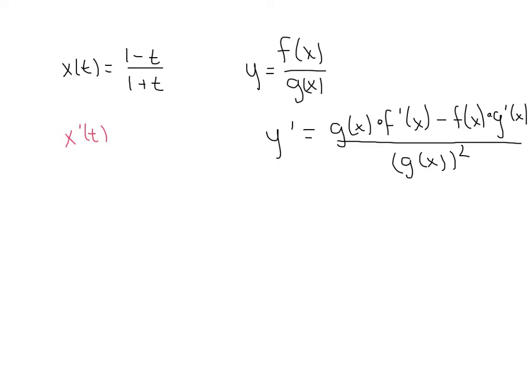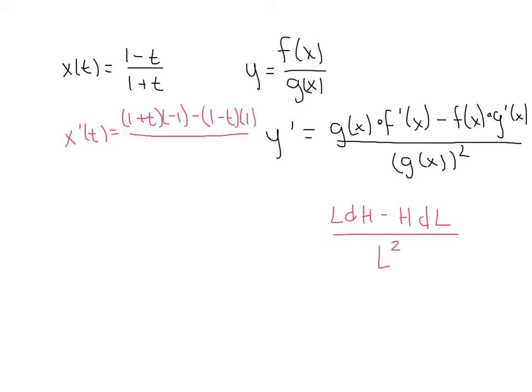Sometimes I say that the easy way to remember this is low d high minus high d low over low squared. So low times the derivative of the high function, minus the high function times the derivative of the lower function, all over the lower function squared. Whichever way you want to remember that will work. For this one, the lower function, g of x, is 1 plus t, times the derivative of the upper function, which is negative 1, minus the upper function times the derivative of the lower function, which is 1, all over the lower function squared.